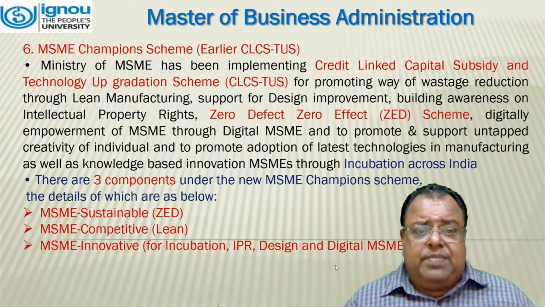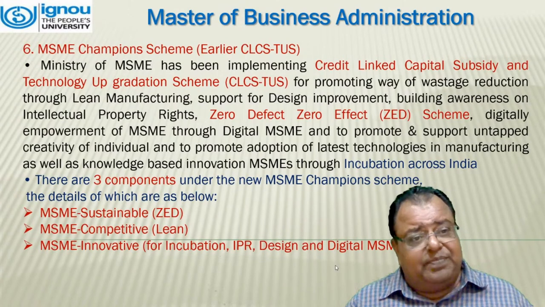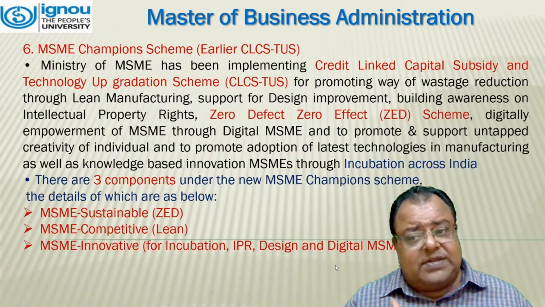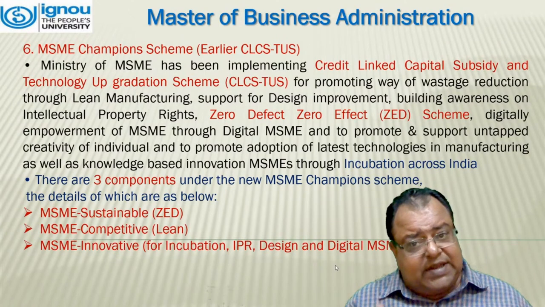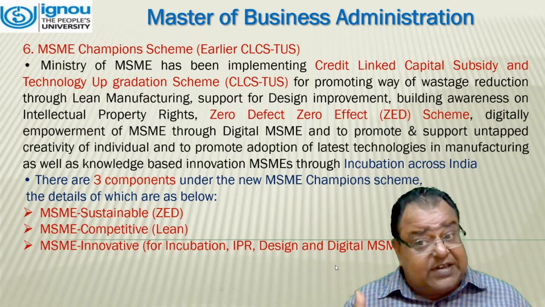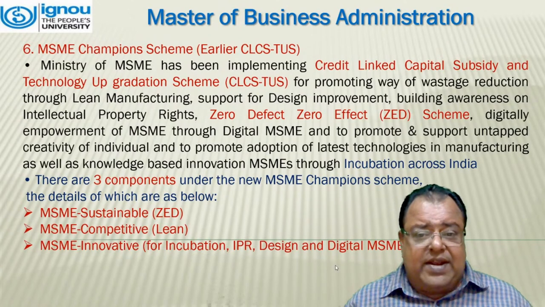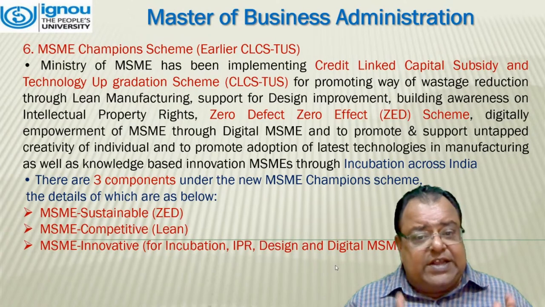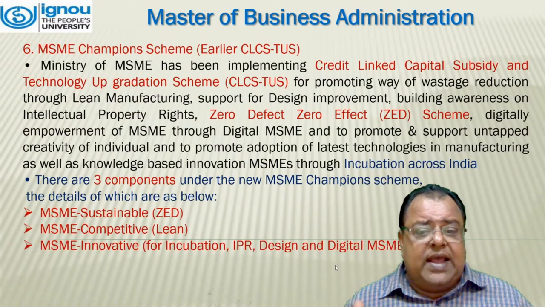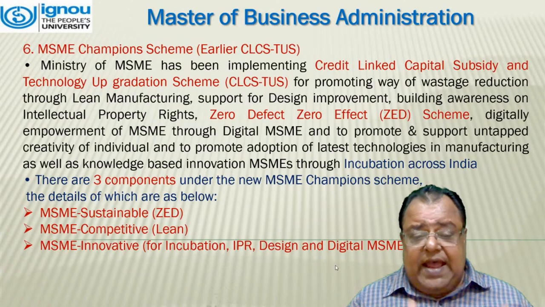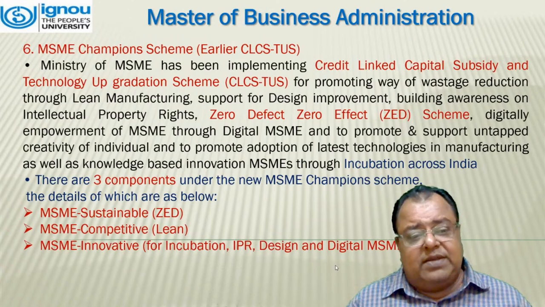Sixth one is MSME Champions Scheme. Earlier it was the CLCS scheme. The Ministry of MSME has been implementing the credit-linked capital subsidy and technology upgradation scheme for promoting ways of wastage reduction through lean manufacturing, support for design improvement, building awareness on intellectual property rights, zero defect zero effect scheme, digital empowerment of MSME through digital MSME, to promote and support the untapped capital of creativity of individuals and to promote adoption of latest technologies in manufacturing, as well as knowledge-based innovation.